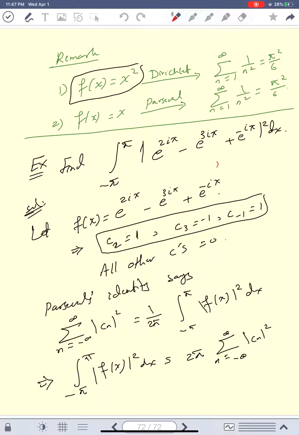So now that's it. So now I say, okay, this is equal to 2 pi times, what are the c's? All the c's are zeros except C2, C3, C negative 1.